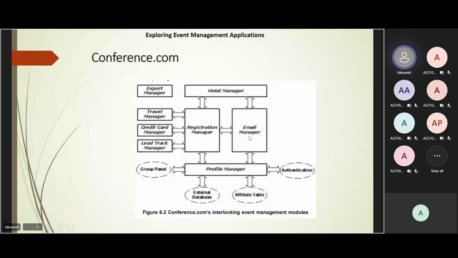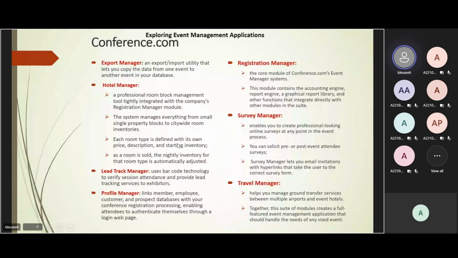Okay, and each room type is defined with its own price, description, and starting inventory. So this tool contains the information of rooms with their price and descriptions of that room. And as a room is sold, nightly inventory for that room type is automatically adjusted. So room management is maintained by this tool called hotel manager.